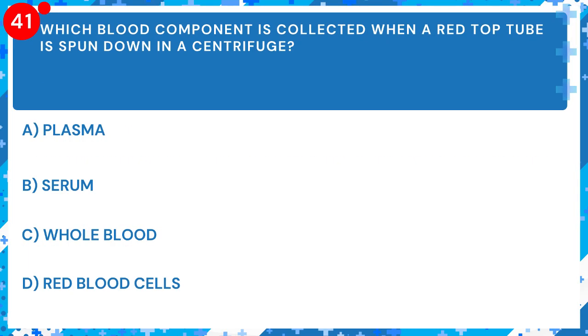Question 41. Which blood component is collected when a red top tube is spun down in a centrifuge? A. Plasma. B. Serum. C. Whole blood. D. Red blood cells.